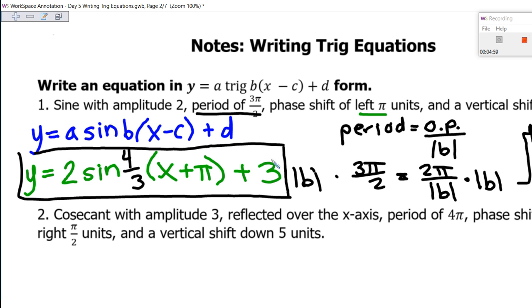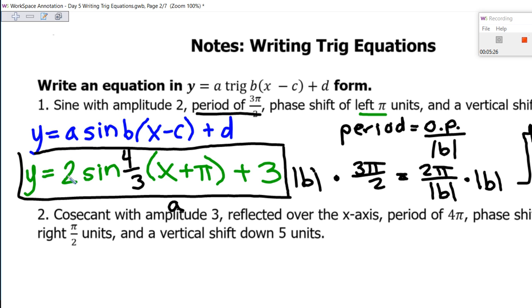Next one, problem number 2. Cosecant with amplitude of 3. Now, does cosecant have an amplitude? No, because it doesn't have a maximum. So here, when they're talking about the amplitude, they're just talking about the a value. And then it's reflected over the x-axis. The period is 4 pi. We have a phase shift right, pi over 2 units, and a vertical shift down 5 units.